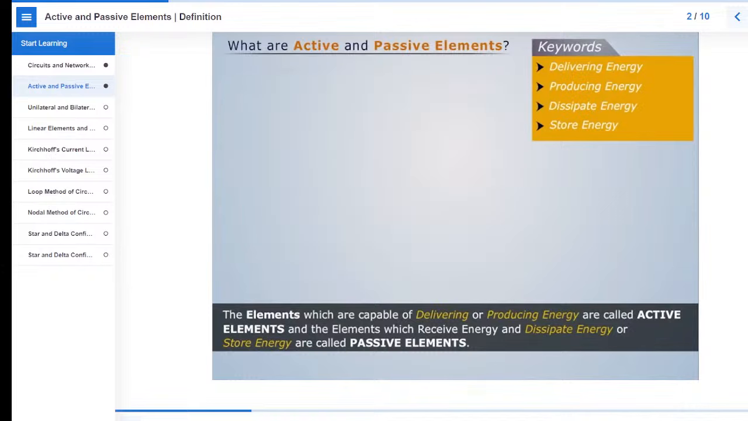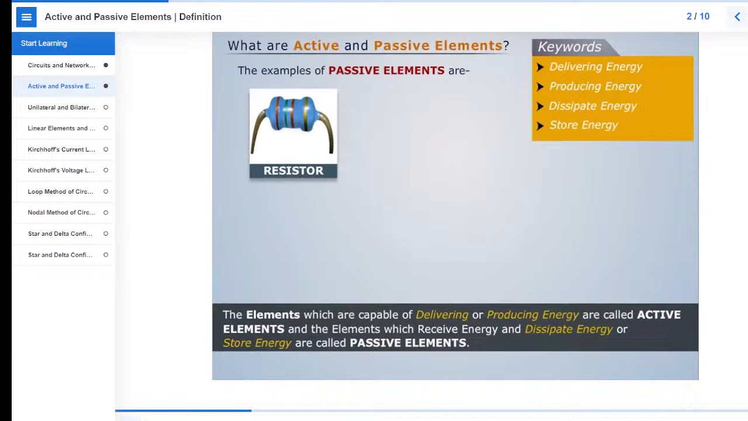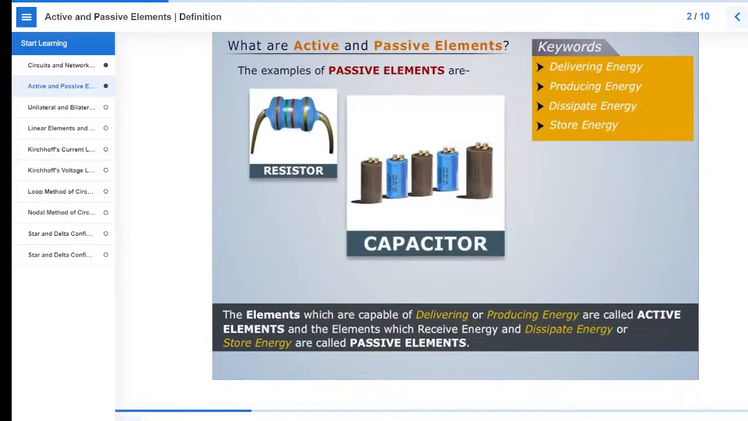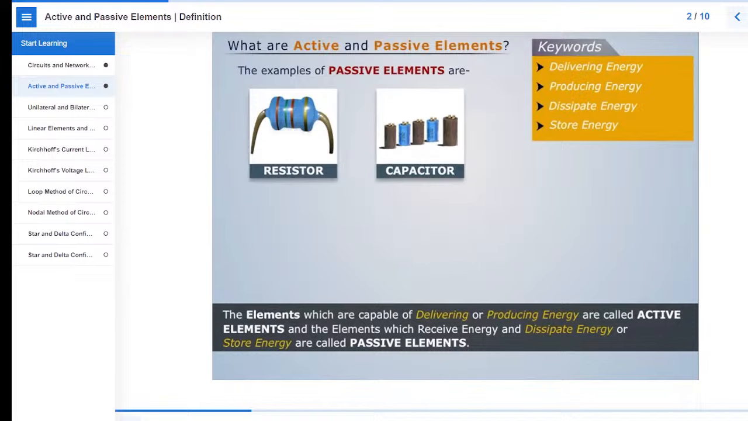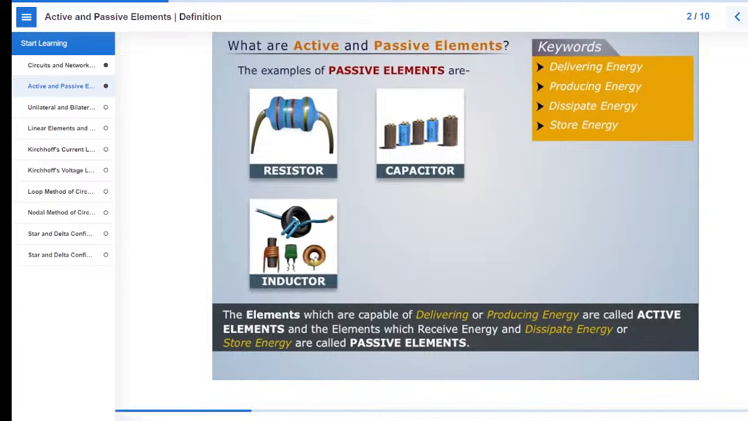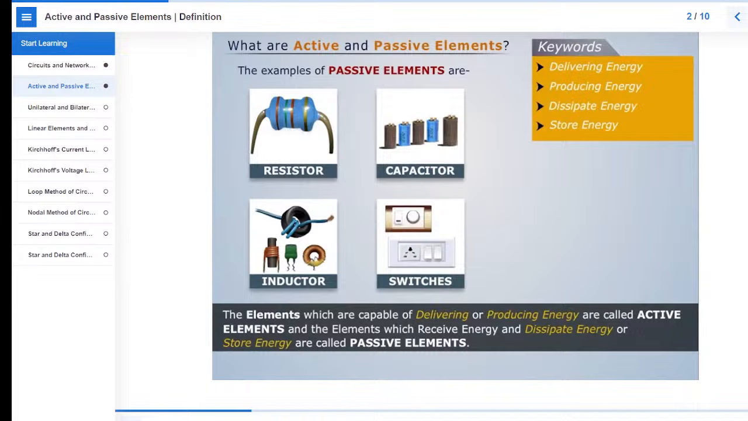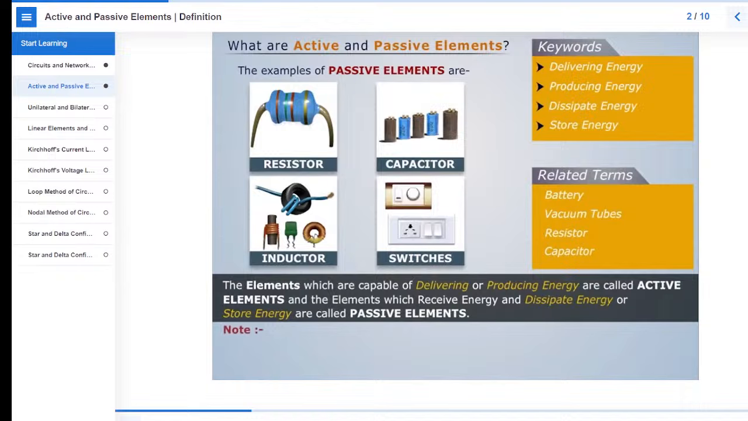Some of the examples of passive elements are resistor, capacitor, inductor, and switches. The related terms are: note that both electrical and electronic components can be classified as active and passive elements.